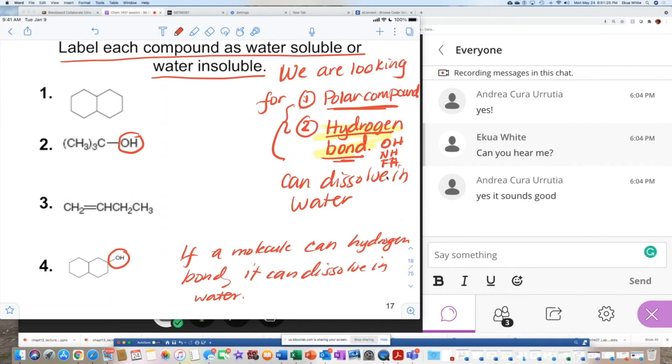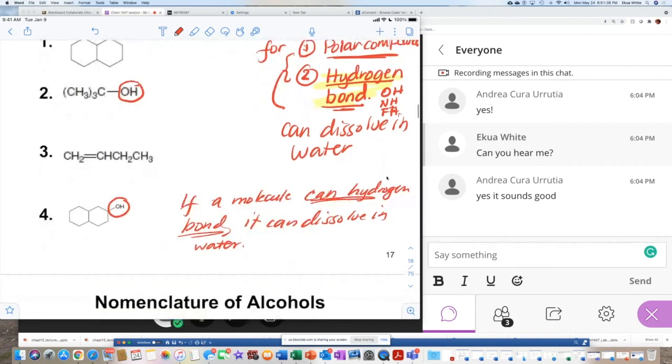Okay? So you need something that can dissolve in water. Can it hydrogen bond? That's the question. If the answer is yes, then yeah, it's going to be soluble in water. So that wasn't the simple rule, right? At least that's the first requirement. Second one, if we find the OH, does it have 5 carbons or less? So here we're kind of layering the rules. It's not just one rule. Number 2, does it have 5 carbons or less?